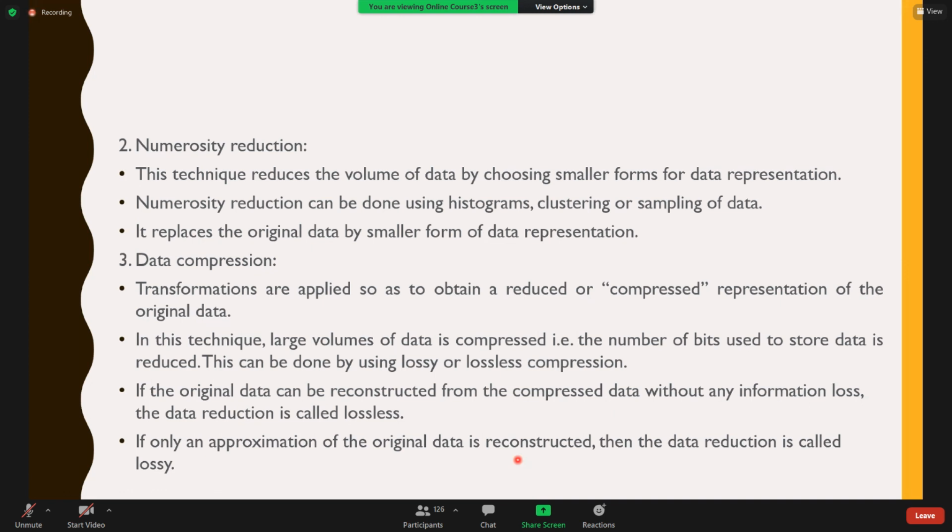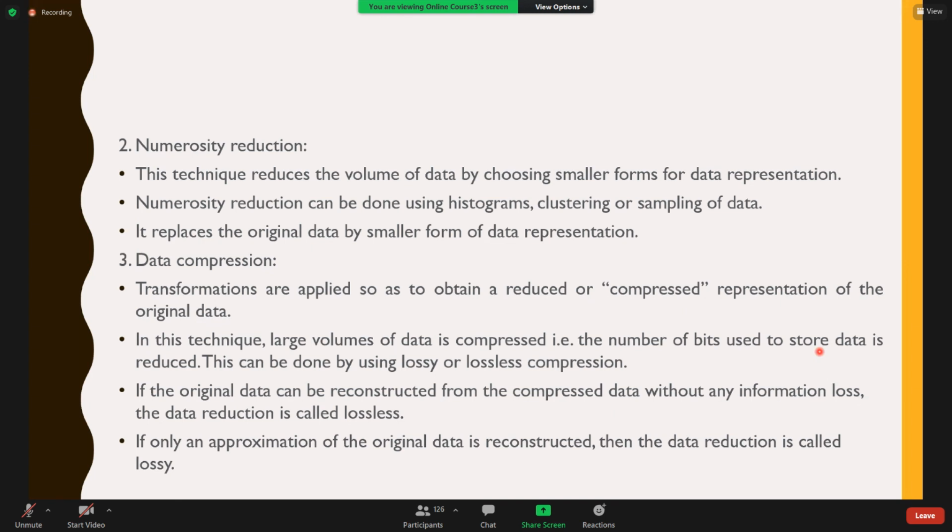One more is data compression. Here we perform transformations to produce a compressed representation of the original data. In this compression technique, large volumes of data are compressed, meaning the number of bits used to store or represent the data is reduced. That is the compression technique. It can be lossy compression or lossless compression.